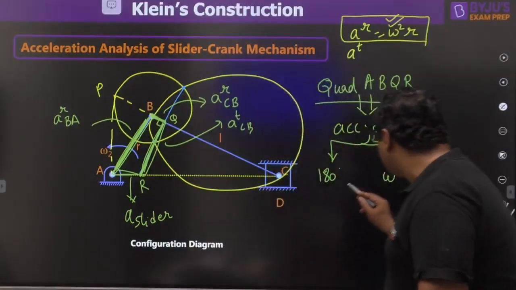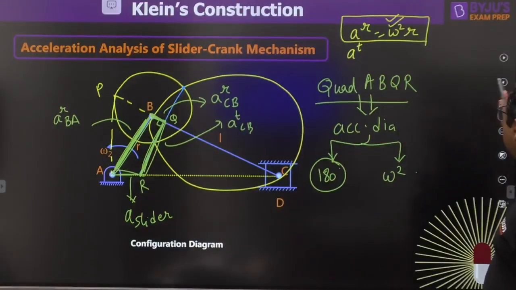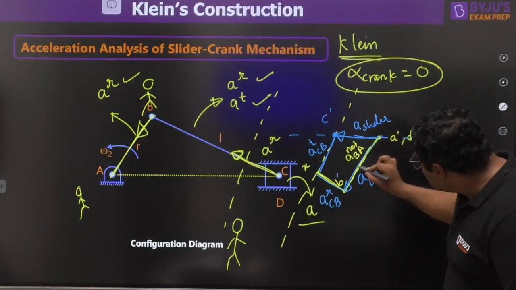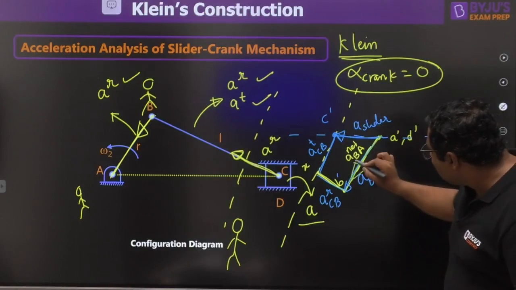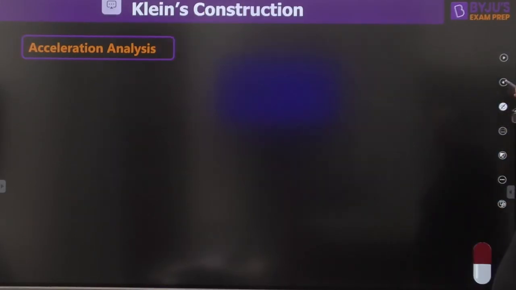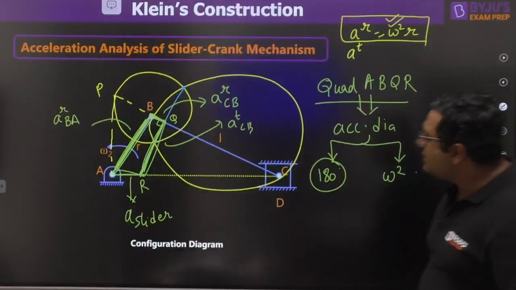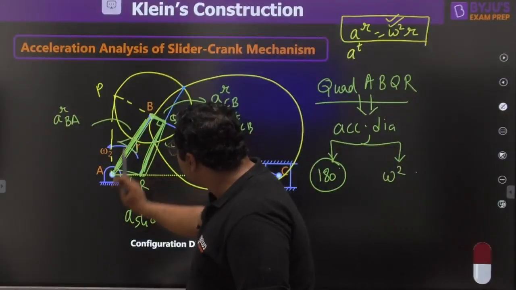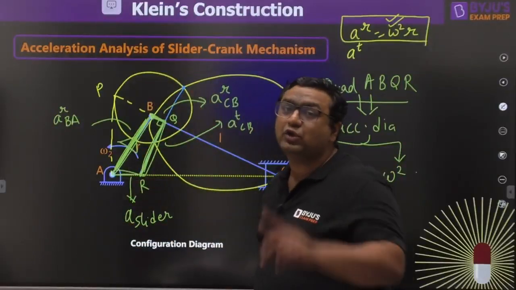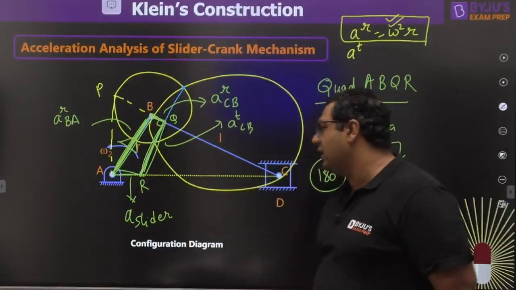But why did I say it is oriented by 180 degrees? My dear, when you plotted the acceleration diagram, you said this is the direction of radial acceleration of B with respect to A. But if you see in Klein's diagram, it is going from A towards B, upward. So there you have made this direction, here you have made this direction. So it is an orientation of 180 degrees.